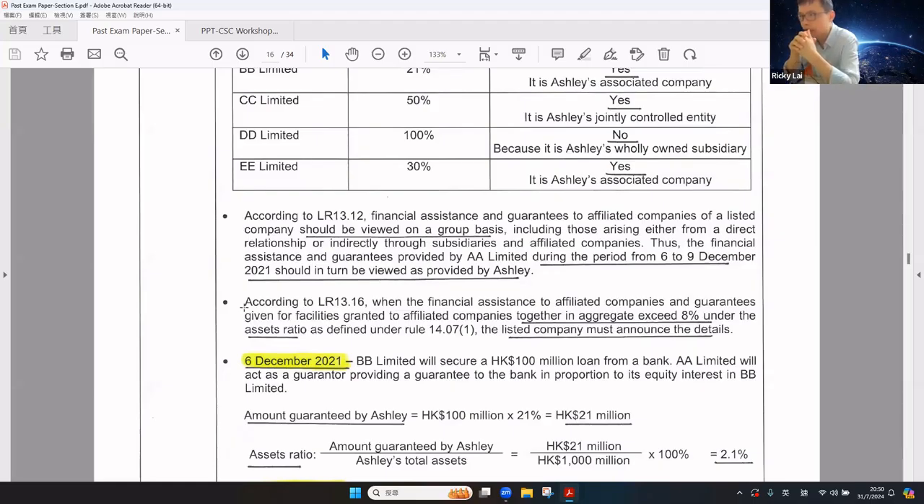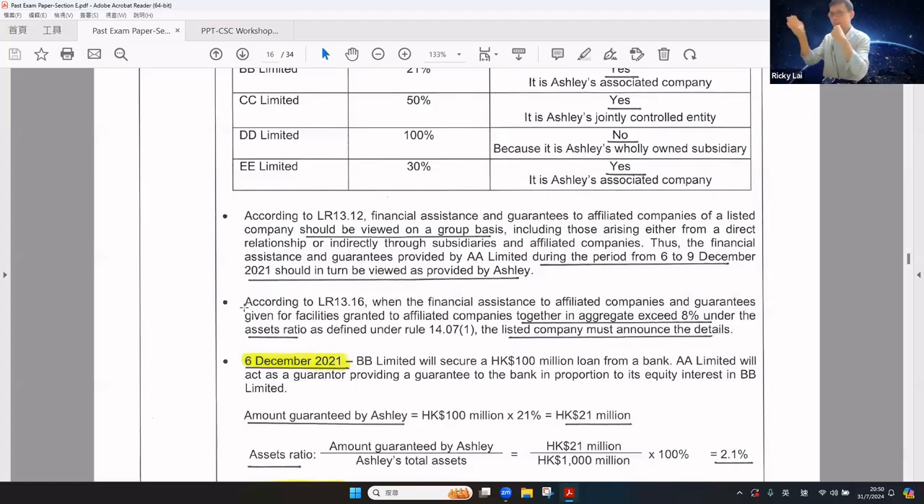According to the listing rule, financial assistance and guarantees to affiliate companies should be viewed on a group basis, including those arising from a direct relationship or indirectly through a subsidiary and affiliate company. Therefore, the financial assistance and guarantee provided by A during the 4 days should be viewed on a group basis. And according to the rule, where the financial assistance to affiliate companies and guarantees given for facilities granted to the affiliate companies in aggregate exceed 8% under the asset ratio, the listed company must disclose the details.